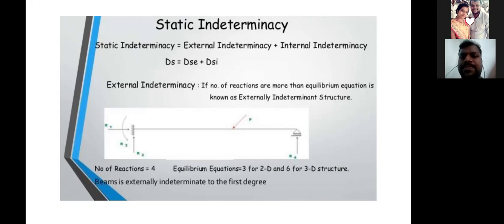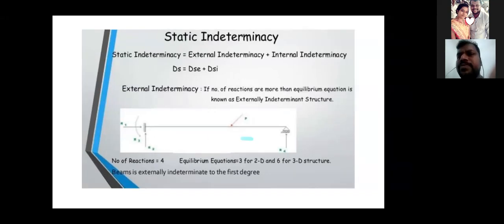Now look here. I have a beam. Here we have a fixed support, and here we have a roller support. For a fixed support, the number of unknowns is three: one vertical, one horizontal, and the third one is the moment. Similarly, a roller support exerts only one reaction. How many reactions do we have? Here three, and this side one. Totally four reactions in this given beam.